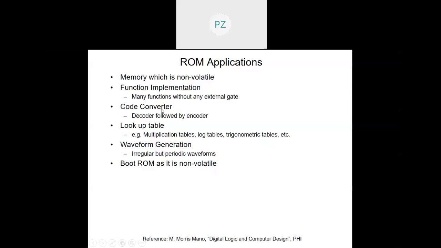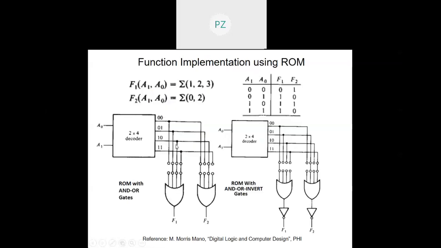The other applications are code converter, lookup table and waveform generation. We will see all of them one by one. So let us first see the function implementation using a ROM that we had seen earlier too. I'm not going to devote much time to function realization. I had shown how two different functions can be realized using a ROM simultaneously without putting any external gate.